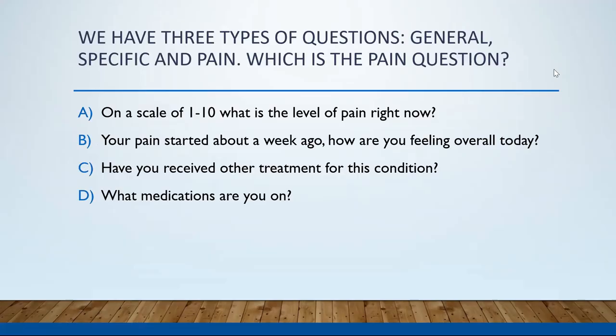We have three types of questions: general, specific, and pain. Of these four questions, what's the pain question? Which is the pain question? A, on a scale of 1 to 10, what's your level of pain right now? B, your pain started about a week ago. How are you feeling overall today? C, have you received other treatment for this condition? D, what medications are you on?